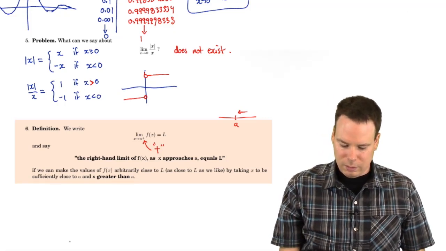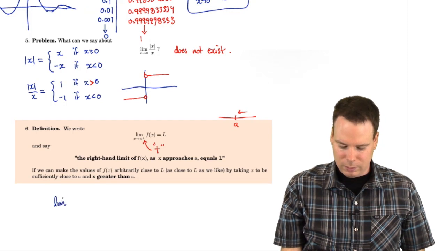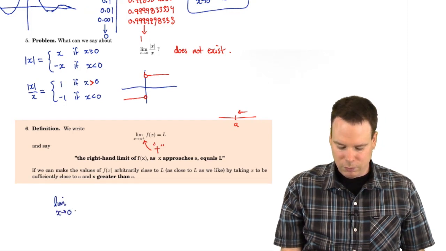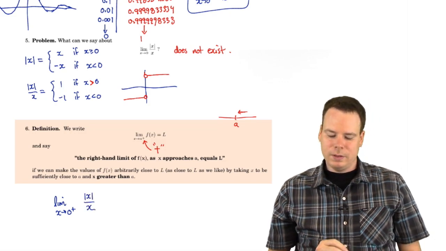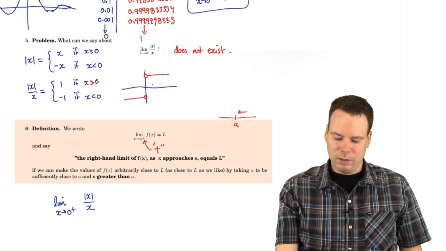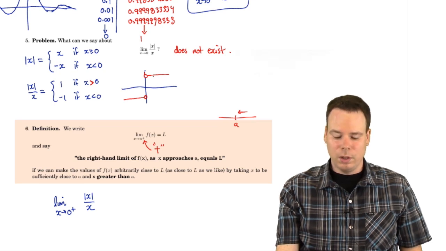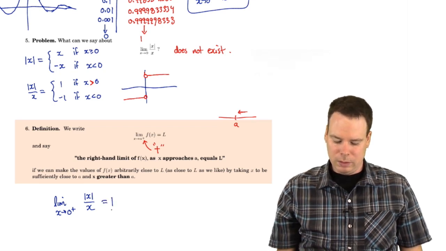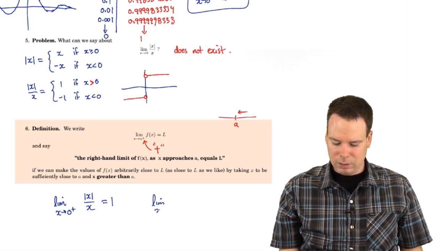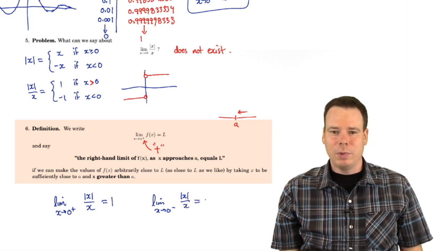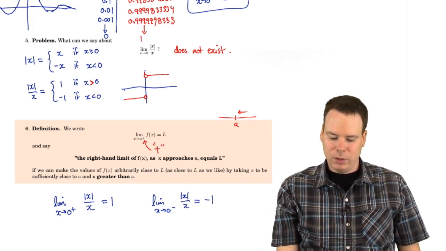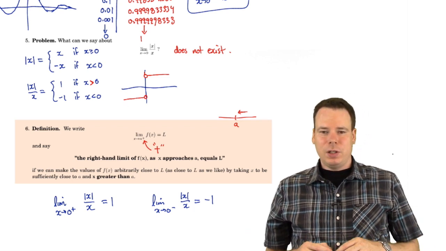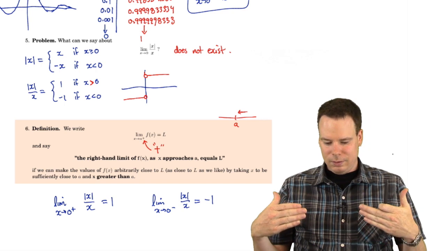Let's revisit the previous example. The limit as x goes to 0 from the right of absolute value of x over x. Well, in this case, as we head towards 0 from the right, our function values are close to 1. So this limit should be 1. And the limit as x goes to 0 from the left of absolute value of x over x, well, that would be negative 1. Because as we head towards 0 from the left, our function values are close to negative 1.